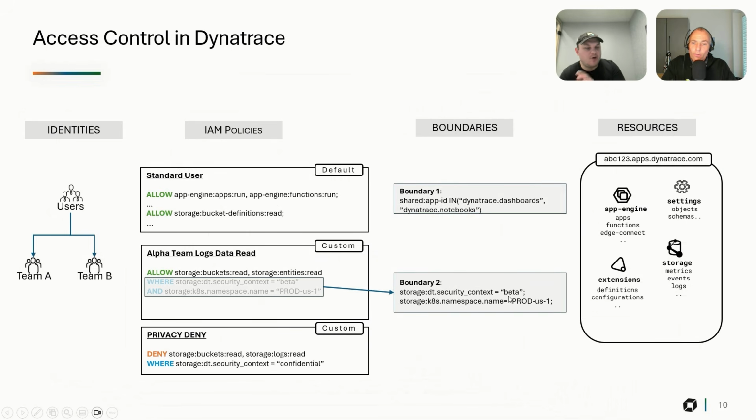So this restriction of saying, okay, I only want to have data that is labeled with the security context beta, and I want to have data that is coming from the namespace prod US1, I can reuse that and also not only apply it to logs data, but also apply it to other default policies. So this helps you to not have to create a custom policy, but only create a boundary and reuse the default policies of Dynatrace.